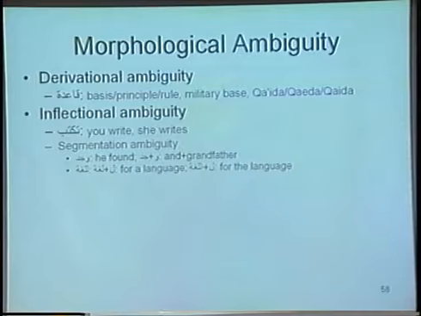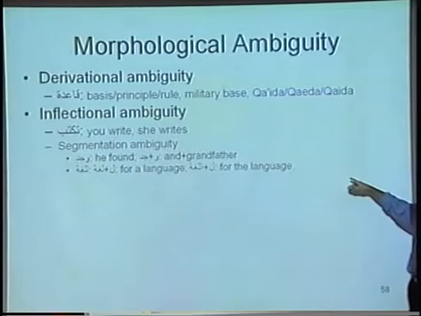You also get segmentation ambiguity. This is, for example, when you have a word like the one I have there with 3 letters, waw, jim, dal. It could be just the verb he found, or it could be and grandfather, because you decide that the wa is the conjunction rather than part of the word itself.